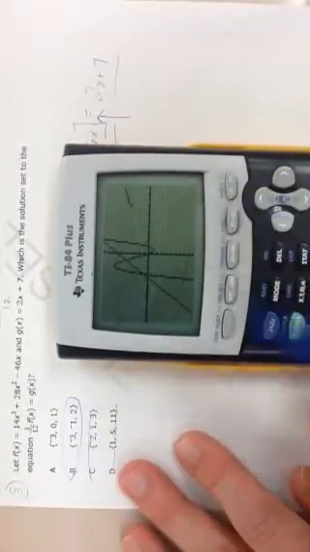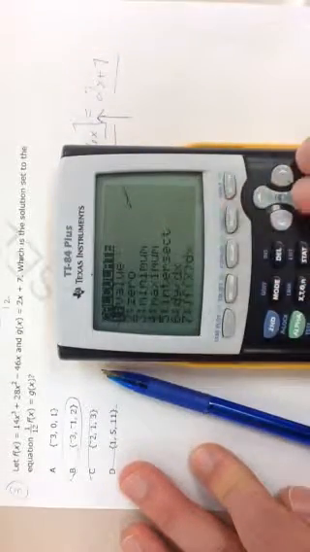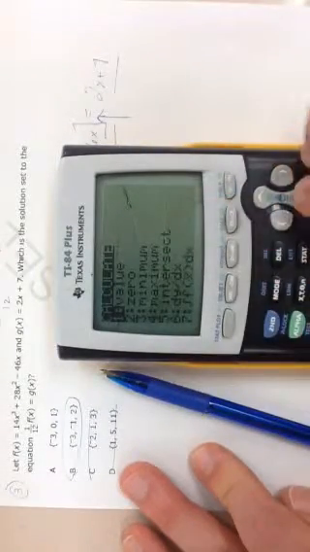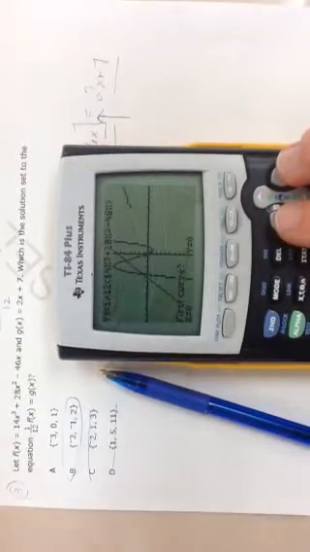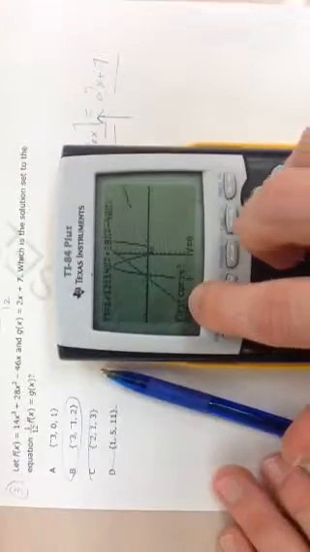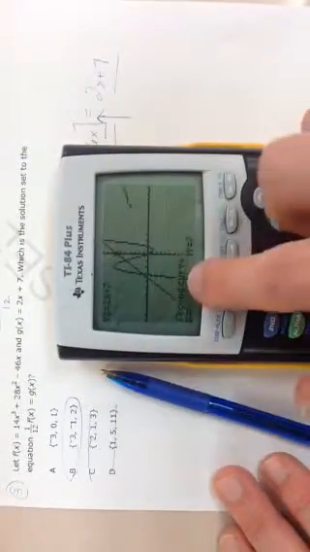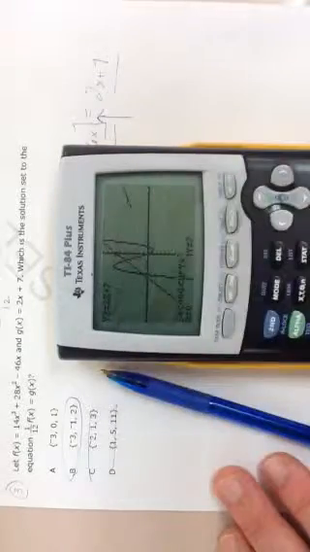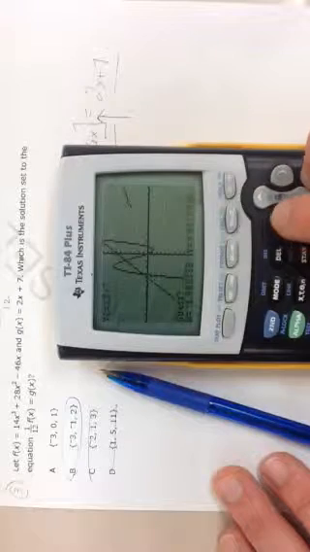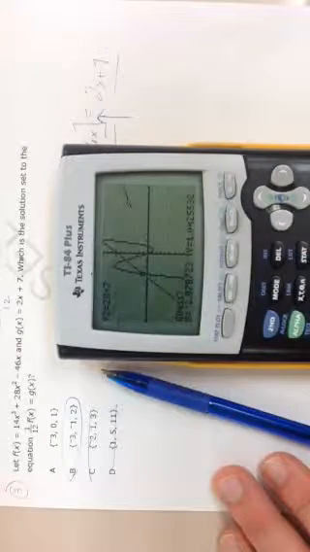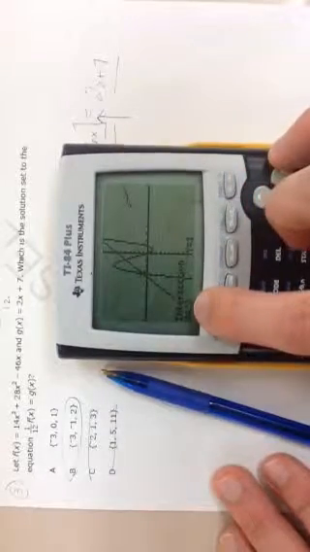Now, if you wanted to be 100% sure, you could do second trace to do the calc. Go down to intersect, right? And then remember, it's going to ask you questions. First curve. So am I on Y1? Yes, I'm on Y1, so I'll hit enter. Second curve. Am I on Y2? Yes, so I'll hit enter. And then guess. So let's go down and put your cursor on the first one right here, guess. So that's my guess for this first one, hit enter. And then sure enough, x equals -3.